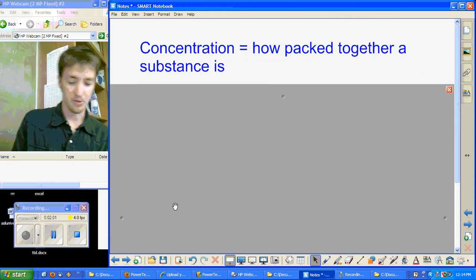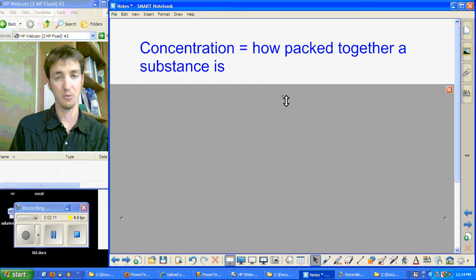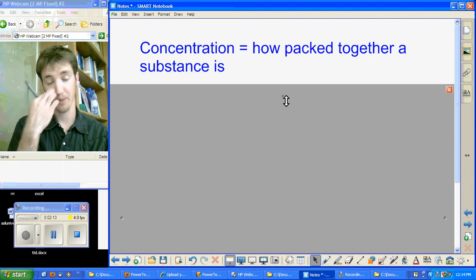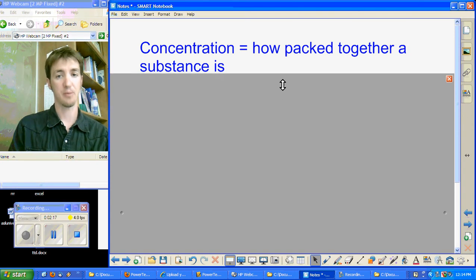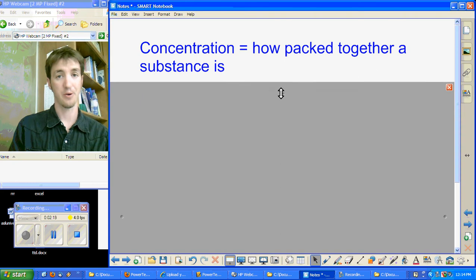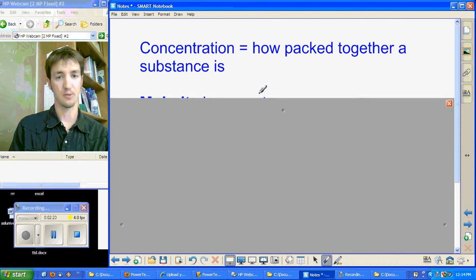Concentration. The overall idea with this is if you have more salt in the water, you're going to have a higher concentration. So concentration is how packed together the substance is. So when we had a whole lot of moles floating in the swimming pool, that was a higher concentration. When we had the same number of moles spread out more in an ocean, that was a low concentration.